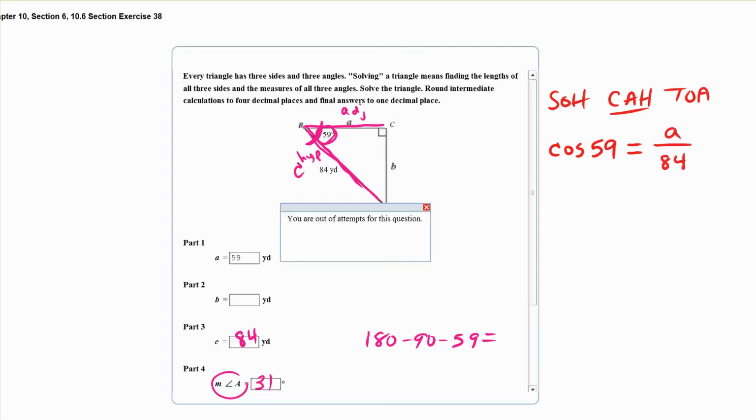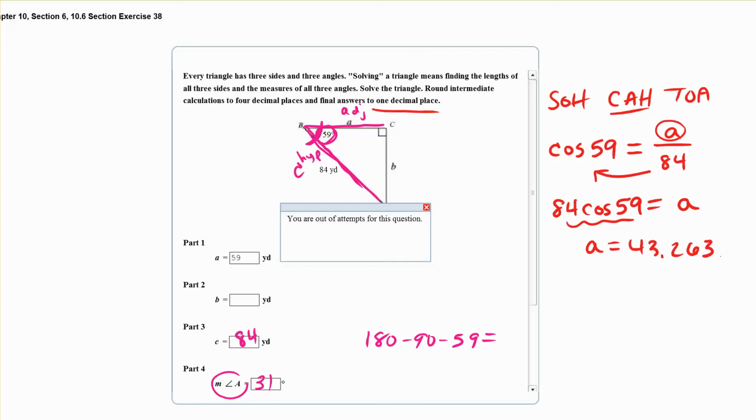Now we want to solve this equation for the variable A. To get A alone, I need to undo division by 84. So I'm going to bring the 84 over here and you multiply in front of your trig word. So 84 times cosine of 59 equals A. And this is now where you can type this in the calculator. So 84 cosine 59 equals, and I get that it's 43.263, and it keeps going. And they say round your answers to 1 decimal place, so I'm going to round this to 43.3 yards for side A.